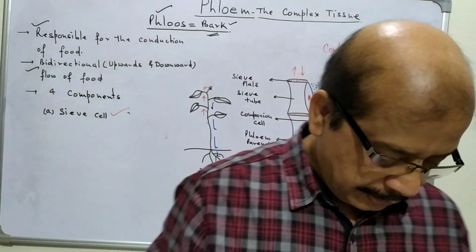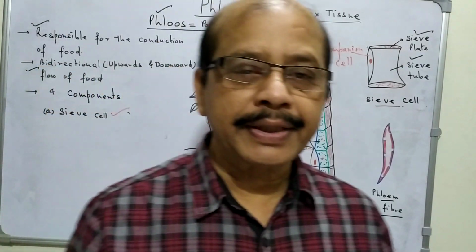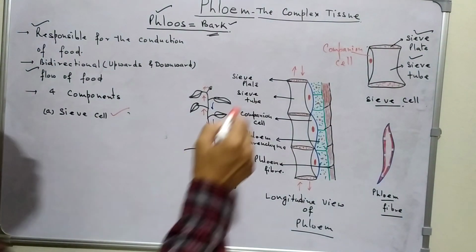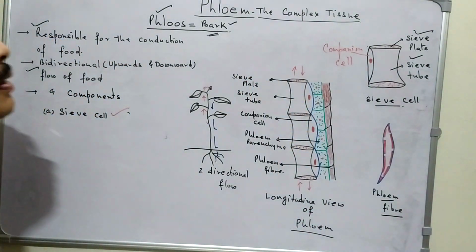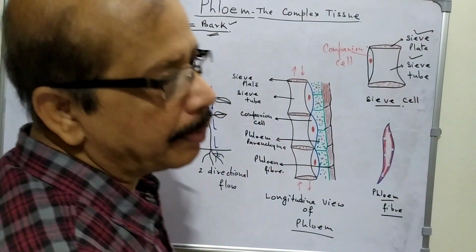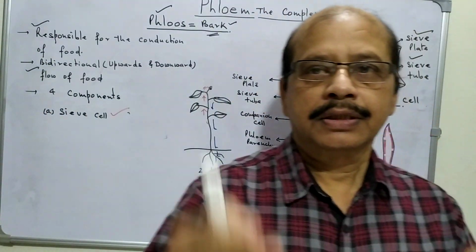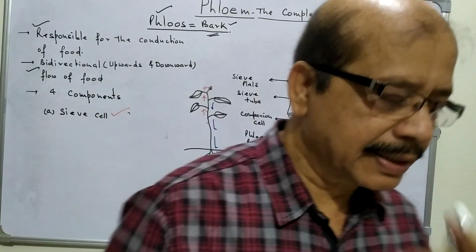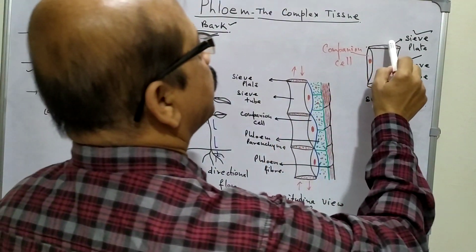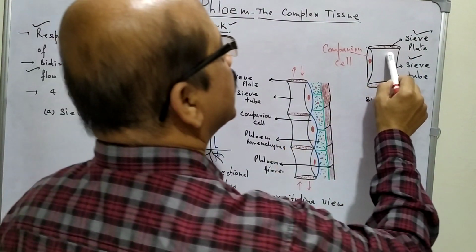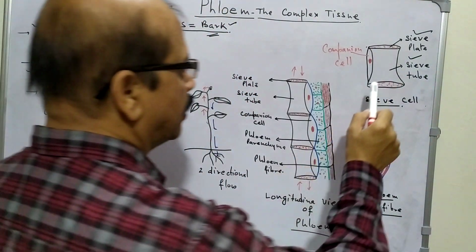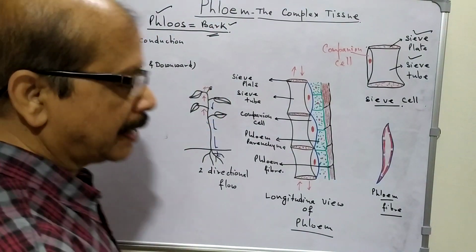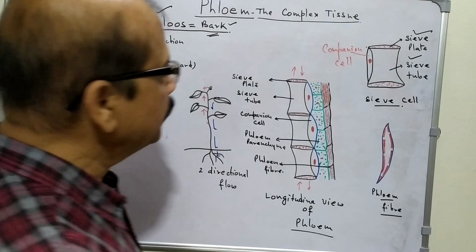As you know, companion means which provides company, so they are closely attached to the sieve cell. At both ends of the sieve cell there is a perforated plate which permits the flow of food material from both directions. Because they are perforated and forming a sieve-like structure, they are known as sieve plate. I think it is clear to all of you.